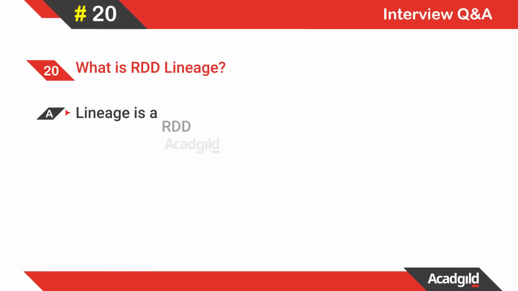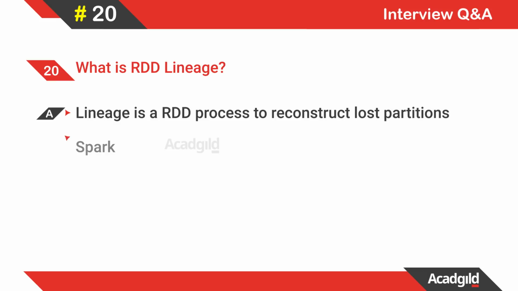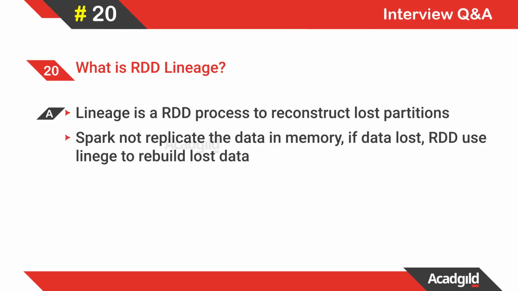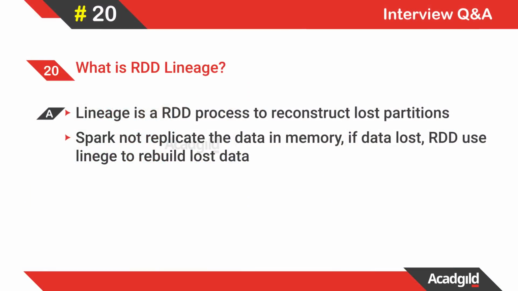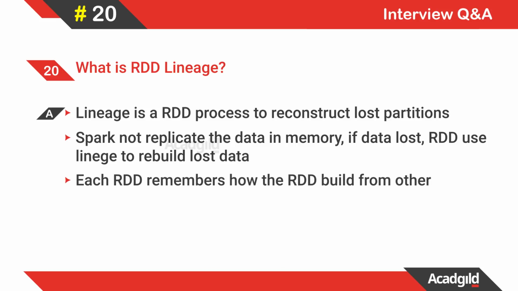Lineage is the RDD process to reconstruct lost partitions. Spark does not replicate the data in memory, because Spark always does in-memory computation, and if Spark started doing this replication in memory, then definitely you would need a huge bulk of memory, which is not physically possible. So if you are running a job and your job is getting terminated and you are losing your data, RDD uses a lineage graph, which is nothing but a graph or a process overview or meta information about each and every step that you are going to process inside your job. So with the help of this RDD lineage, it will try to rebuild your lost data.